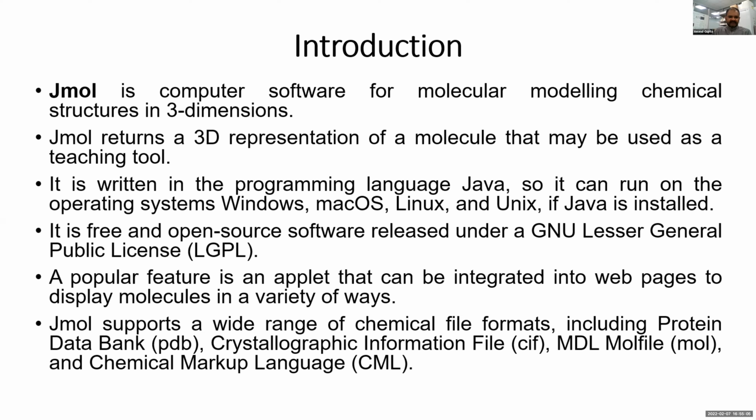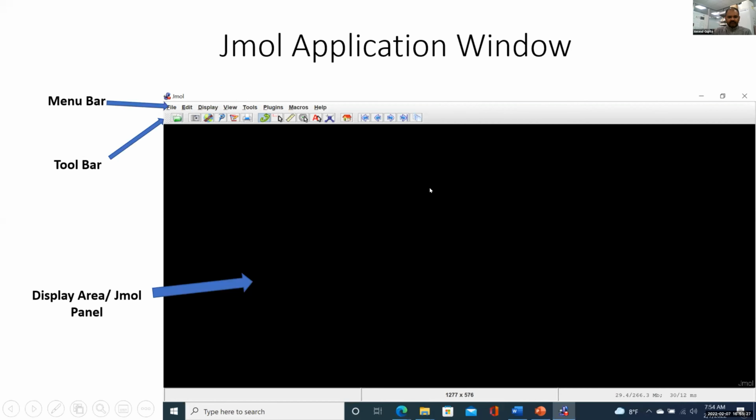So it is good to use, and it is popular as an applet that can be integrated into web pages to display different molecules. It supports a wide range of chemical formats like PDB, CIF, MDL mol file, and CML. If you open the Jmol application window, at the upper side there is a menu bar with many options, and there is a toolbar. There are specific functions of the menu bar, and the display area is known as the Jmol panel.